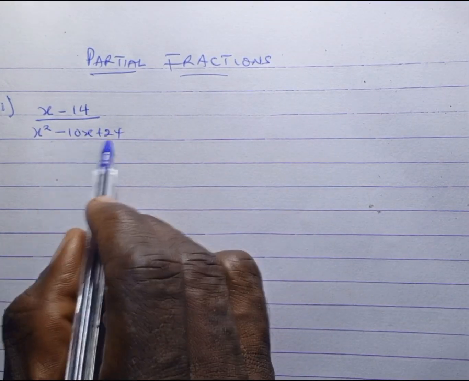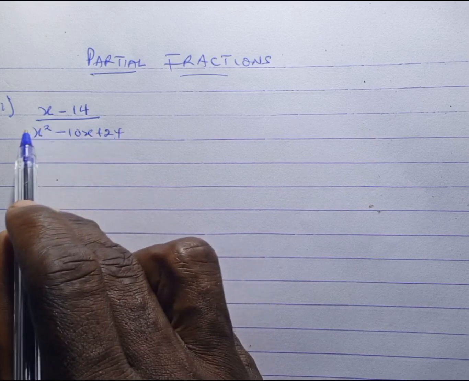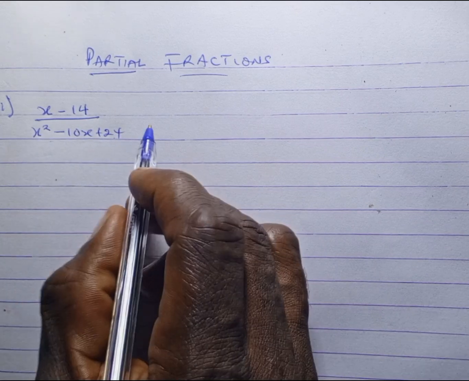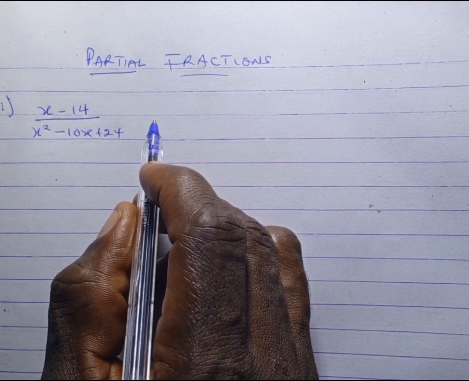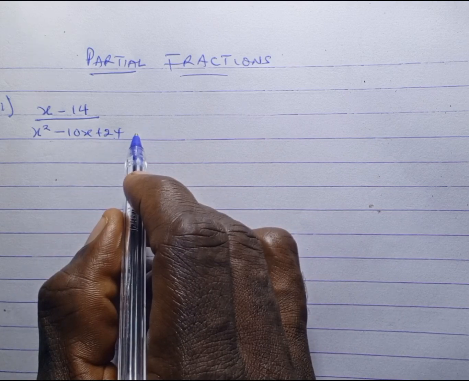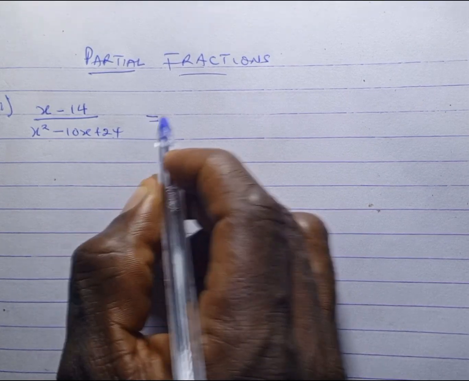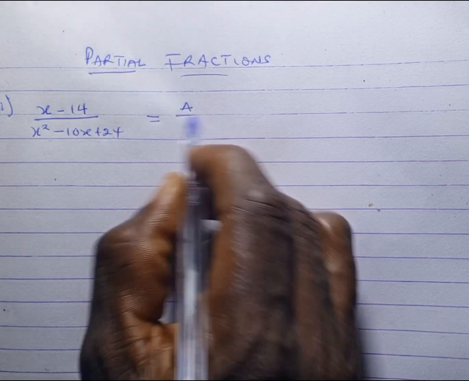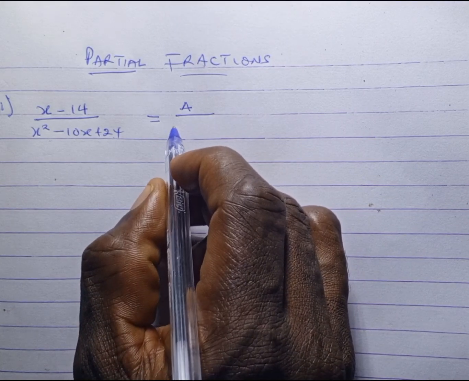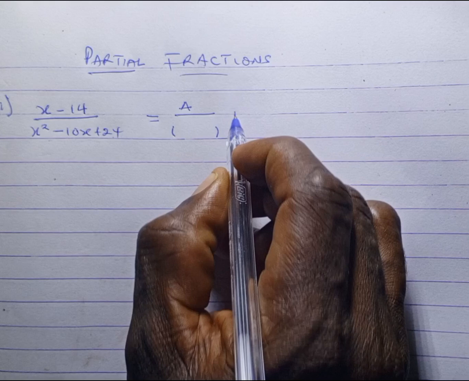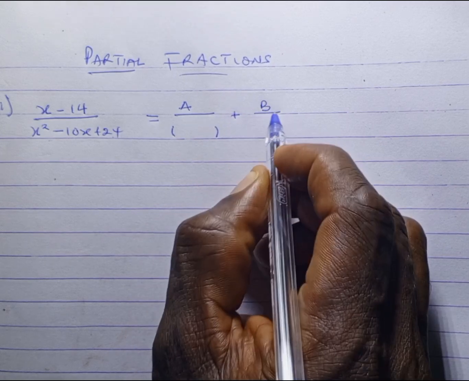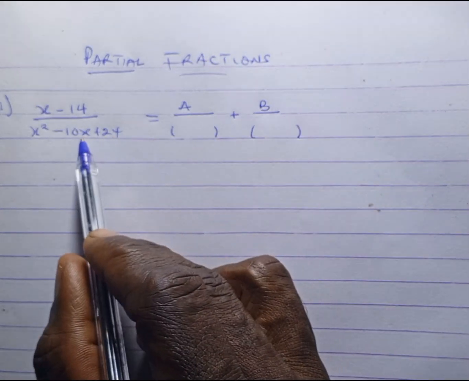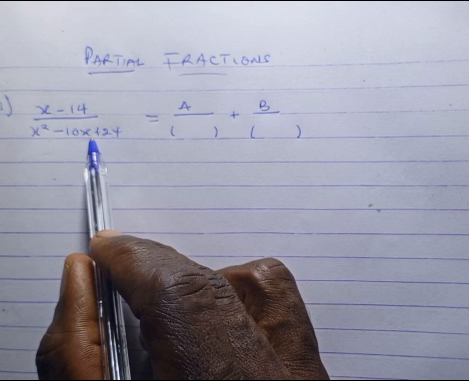Now anytime we have this all over a quadratic expression or maybe polynomial expression, we must get their linear factors. And it must be expressed in the form of A, or B, or whatever alphabet, all over the first factor plus B all over the second factor. That is, if this can be factorized.